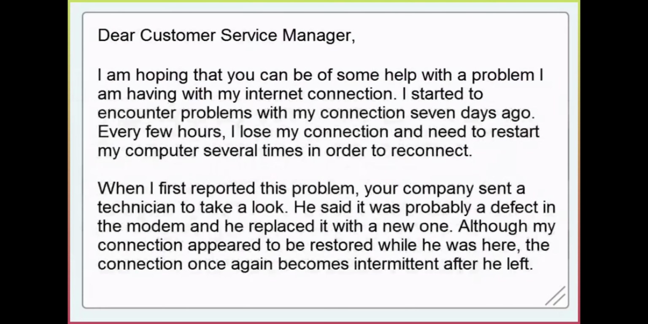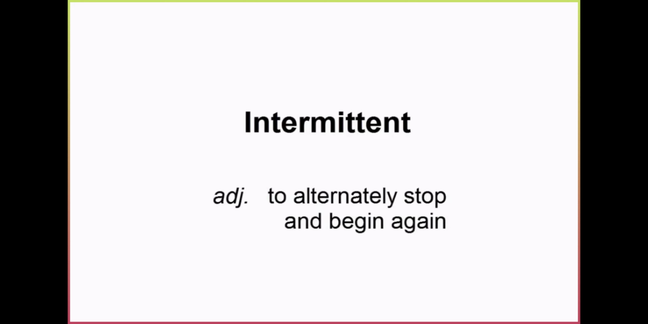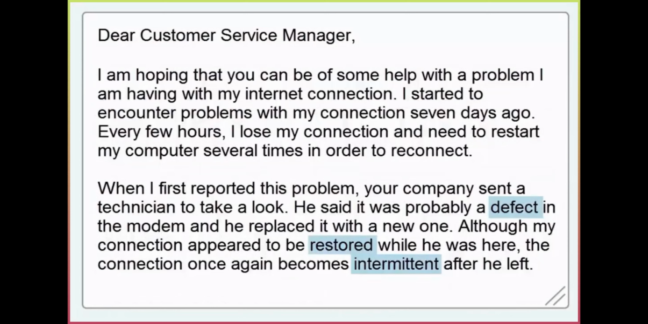This is much better than just saying, "internet's still not working," as I did the first time. I have added lots of specific details here, and instead of many short sentences, I have combined my ideas into longer, more complex sentences, which will make for a smoother reading experience. I am also showing the range of my vocabulary by using words like defect and restored. The word intermittent, meaning to alternately stop and begin again, is a particularly good one, as it very precisely describes my dilemma.